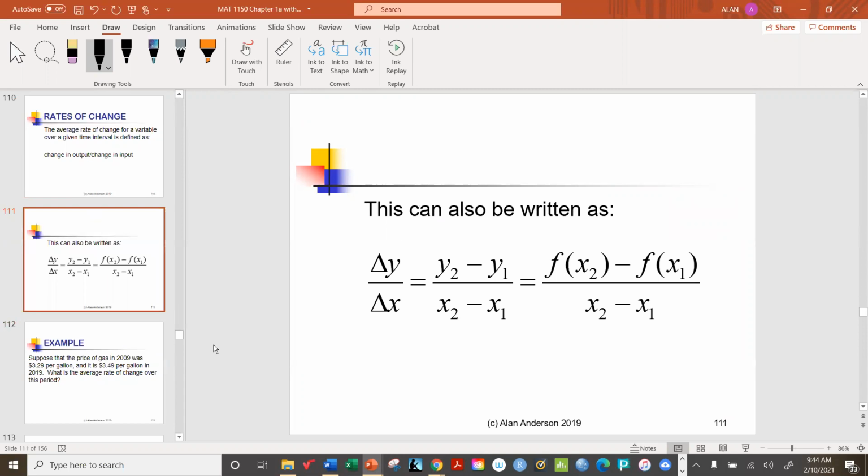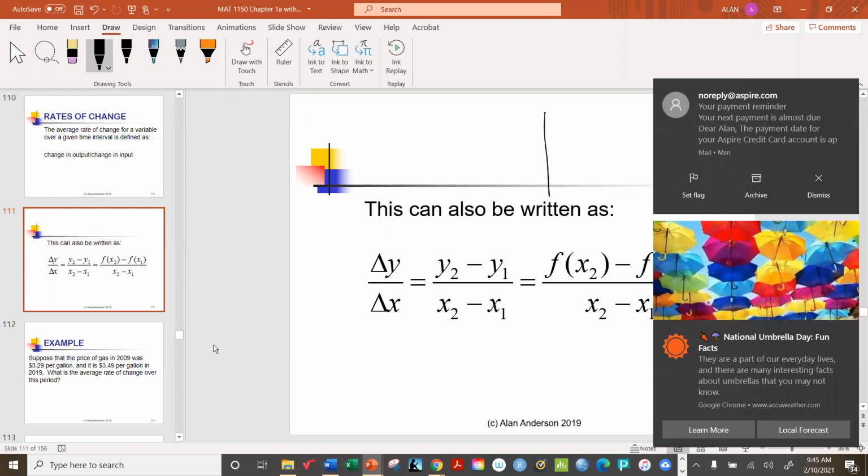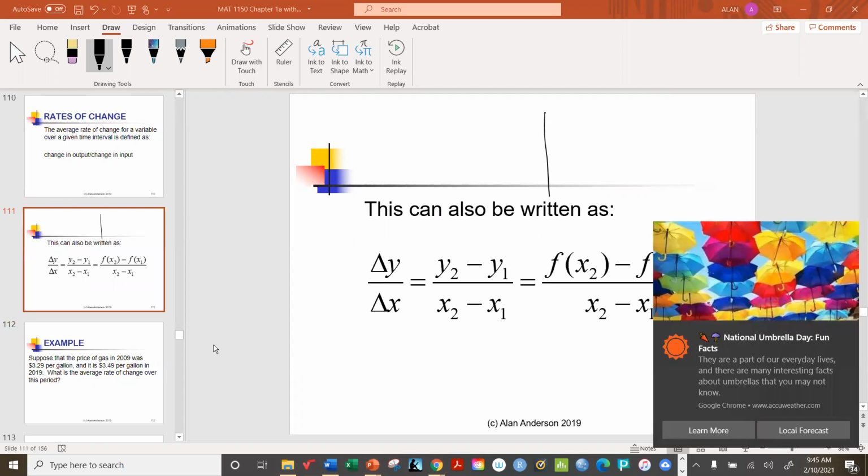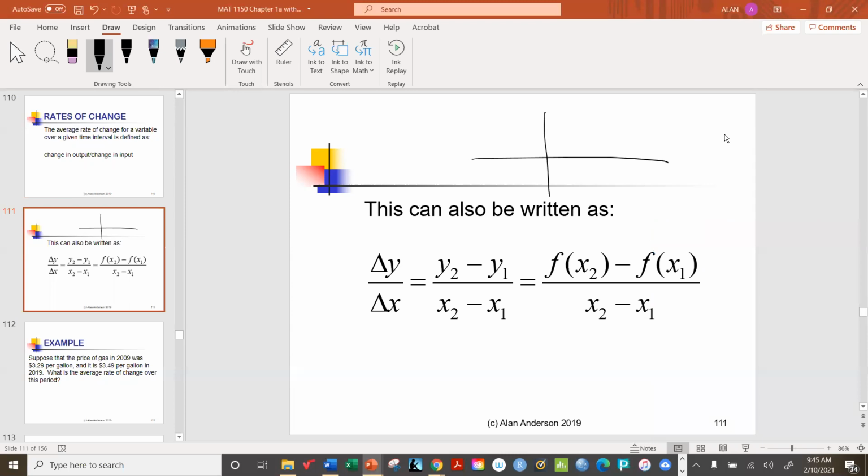Now, by the way, you recognize this as simply the slope of a function, and it can be written in a couple of equivalent ways. We can have delta y over delta x. We can have y2 minus y1 over x2 minus x1. This assumes that we're looking at two different points on, let's say, whatever this function happens to be. It doesn't have to be a straight line either. It could be anything, really.